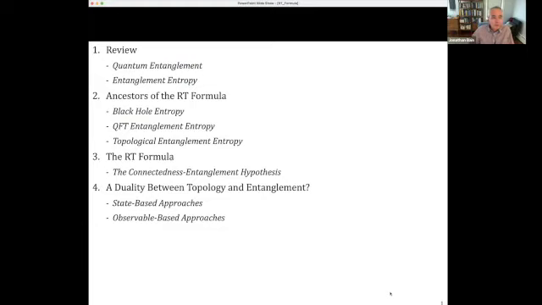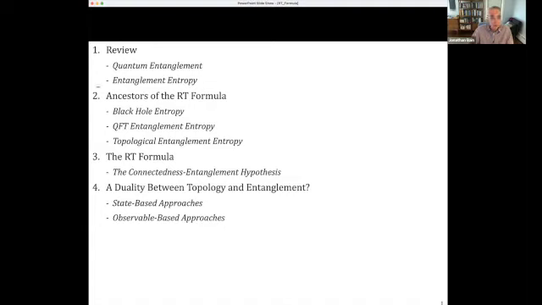Okay, so this lecture I've organized into four parts. The first would be a brief review of basic concepts associated with quantum entanglement, ultimately leading to the standard definition of entanglement entropy. Because again, the context is that the RT formula in AdS/CFT states a relation between the entanglement entropy on the boundary with certain constructions in the bulk.